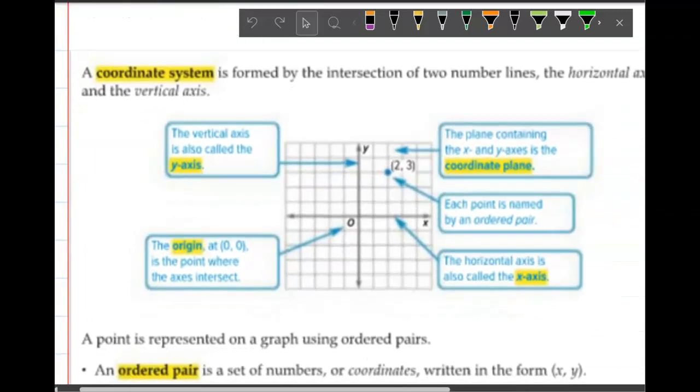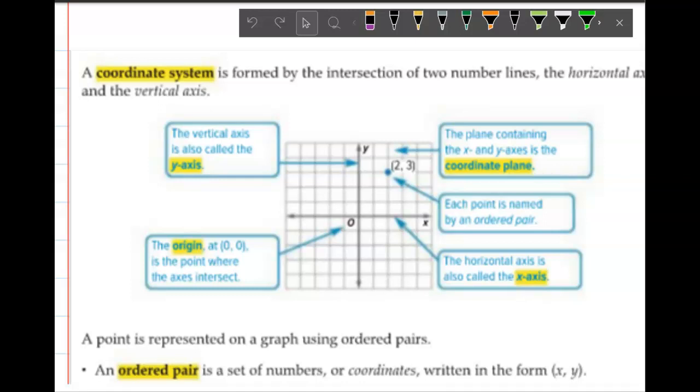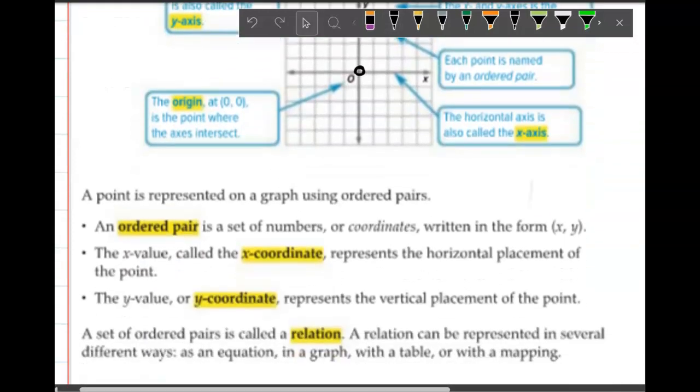So first we start off with just a little bit of vocabulary here, things that you probably already know. You probably already know what an ordered pair is. We've been using them all year long. You probably know that the x-axis is the horizontal axis, and our vertical axis is the y-axis. The origin is obviously right here at the center at the ordered pair 0, 0.